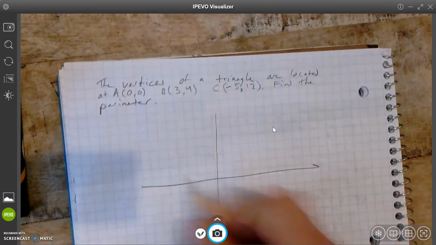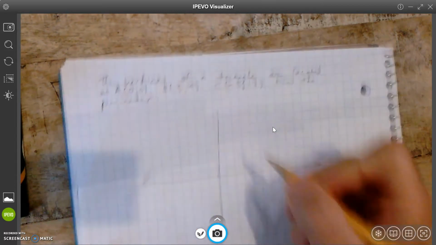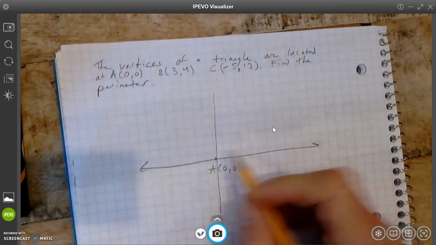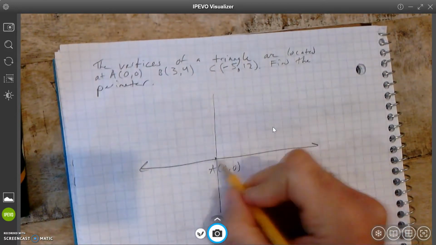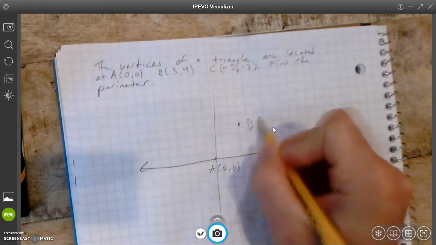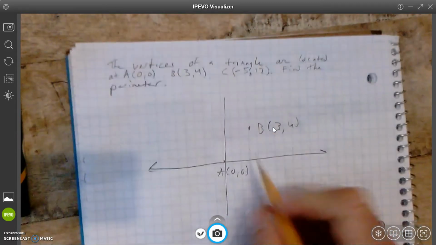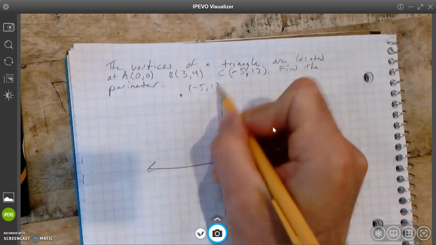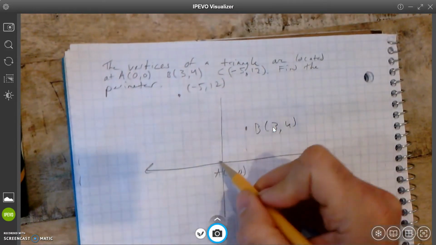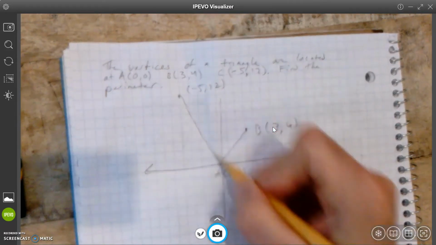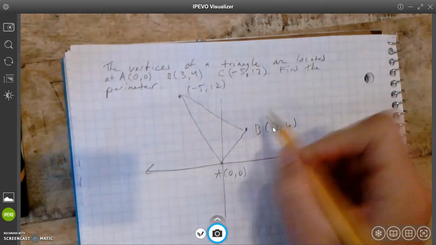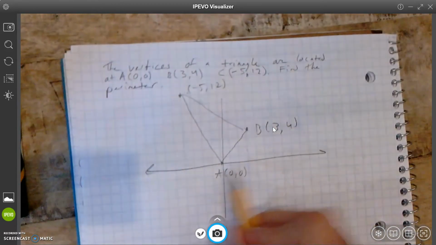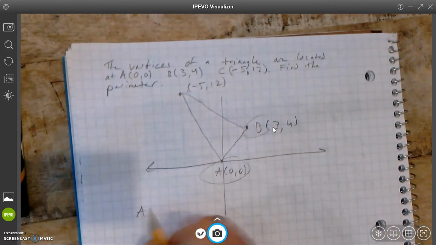So I'm just going to approximate. I'm going to pretend like I didn't have graph paper. So this is just A, (0, 0). I'm just going to do a general sketch. And then B, which is (3, 4). And then C, which is (negative 5, 12), all the way up here. Okay? All right, there you go. So now I've got to find 3 distances. So let's find A to B first.